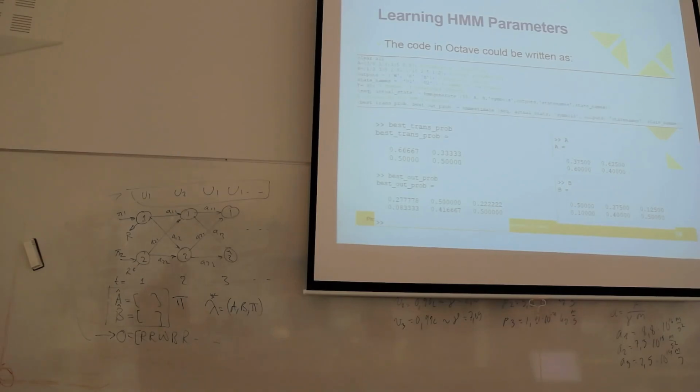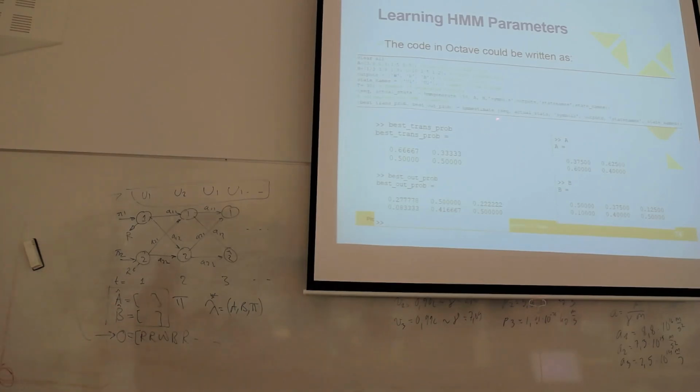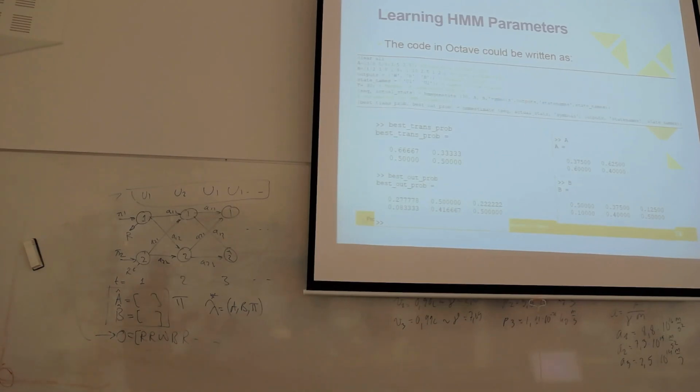But in the HMM estimate, you can see what the input is. The input is the sequence. The sequence is the observation, like red, red, white, red, red, and so on. And you also give it the actual state transitions. So you give it O and you give it U. You give both of them, and you ask it to estimate the best transition probability and the best output probability.